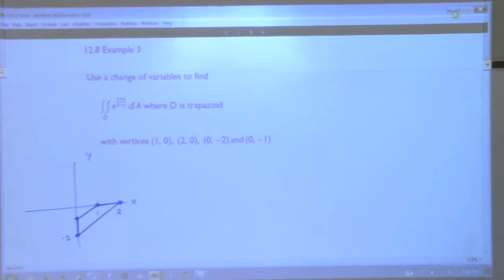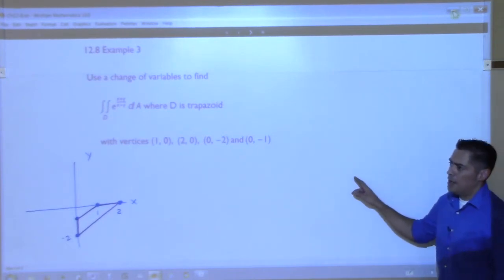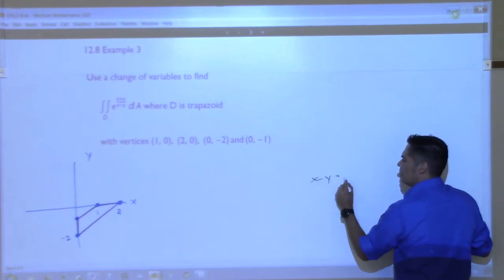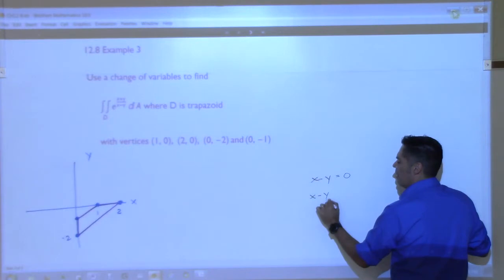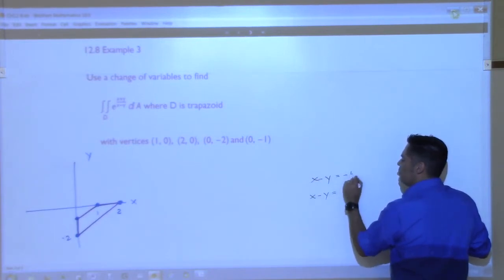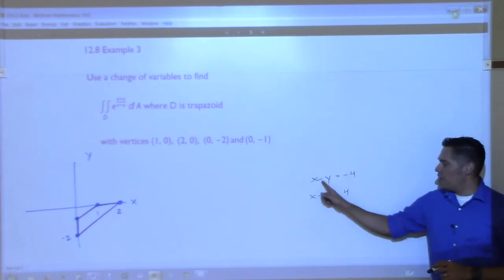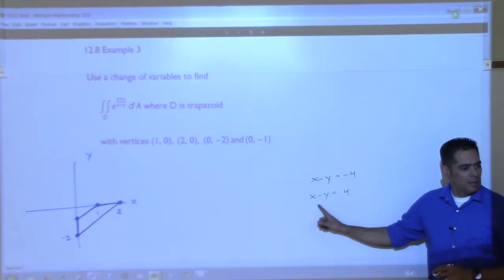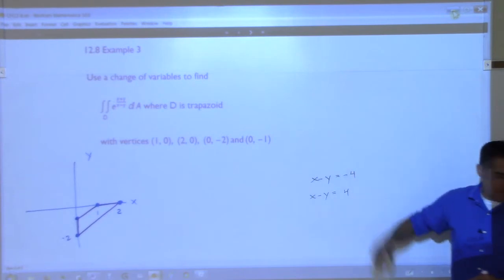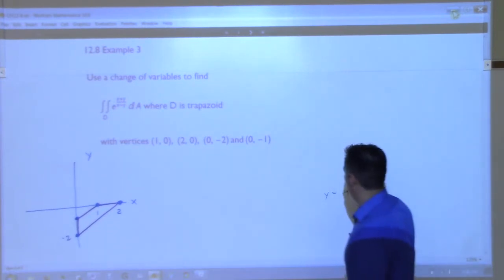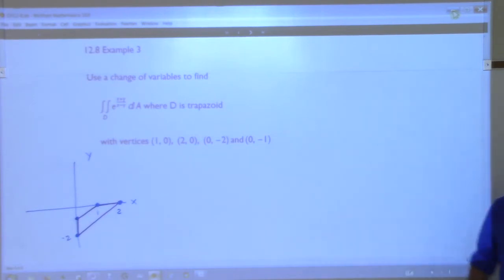for, like in the previous problem, I had put down here that x minus y had to be, I forgot what it was, 0, I think, and then x minus y had to be, no, it was -4 and then 4, right? And then I said, oh, maybe we should let u be x minus y. Does anyone have a guess as to what we could make u and what we could make v?